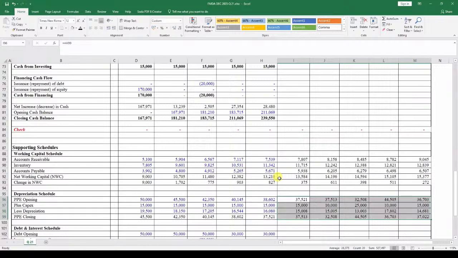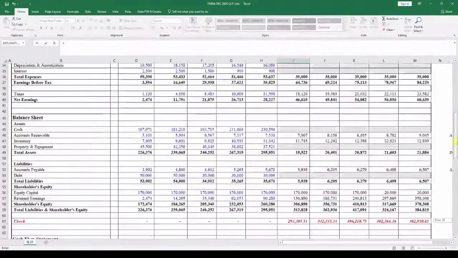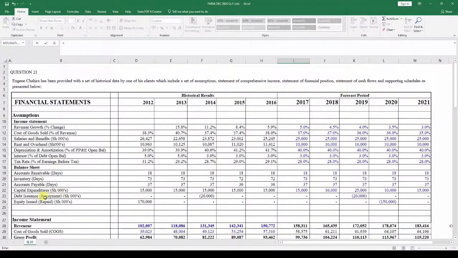Now the final supporting schedule is the debt and interest schedule here. How do we model it? The debt opening, just like we did the opening in the depreciation schedule, this value is that value, so it goes without saying this value is going to be that value. So pick it from there. The issuance and repayment of debt can be gotten from the assumptions section, which is up over here. So for debt issuance and repayment, we link it with that.